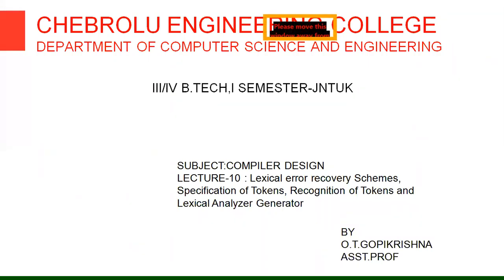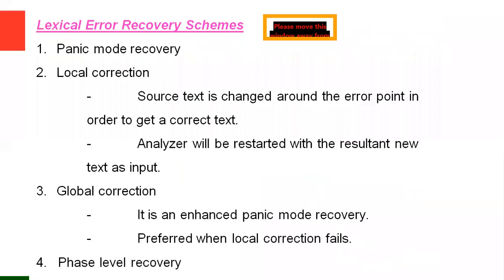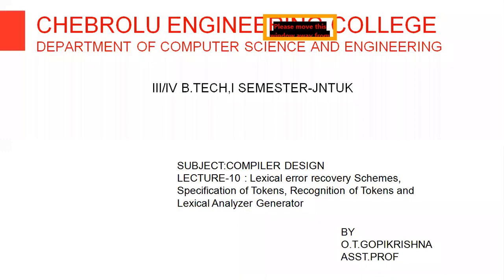In the previous class we discussed attributes for the token. We have a statement C is equal to A plus B, where C is an identifier, equal to is the assignment operator, A is an identifier, plus is the addition symbol, and B is an identifier. Those are stored in the symbol table.